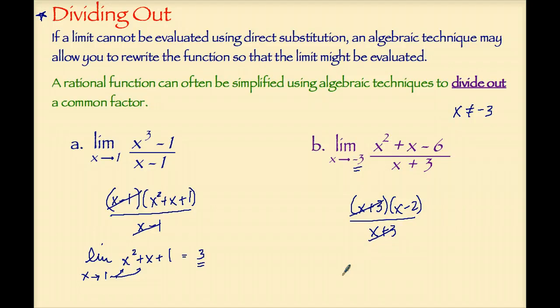And so this is equivalent now to this reduced function x minus 2. Now it's in a form that we are able to use direct substitution for. We can put -3 in for x. -3 minus 2 is equal to -5. Thus, the limit of this function as x approaches -3 is -5. And that is how the dividing out technique works.